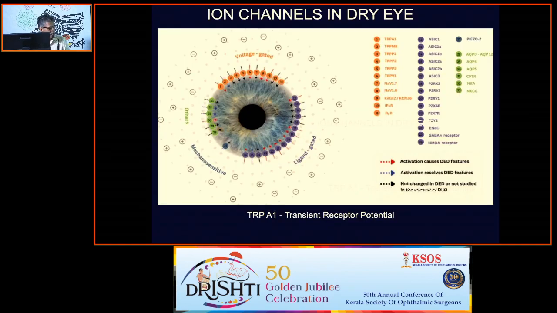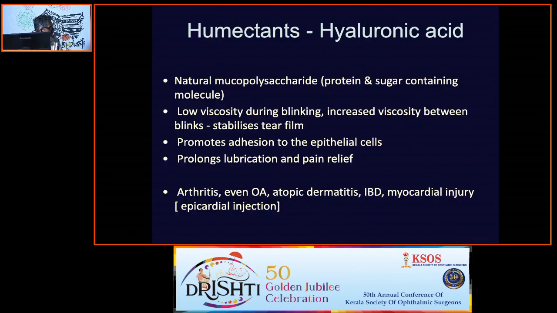But we have to understand that there are a lot of ion channels in dry eye which we have not really come across. This is one of the recent papers which came from Sankara Nethralaya. They found that a lot of channels are there. The red ones are those whose action causes dry eye features. The blue ones are those whose action resolves the dry eye features. If you just see the action of a few channels and a few molecules in the rat, it doesn't work that way. It's a much more complex mechanism. We have just made baby footsteps there.